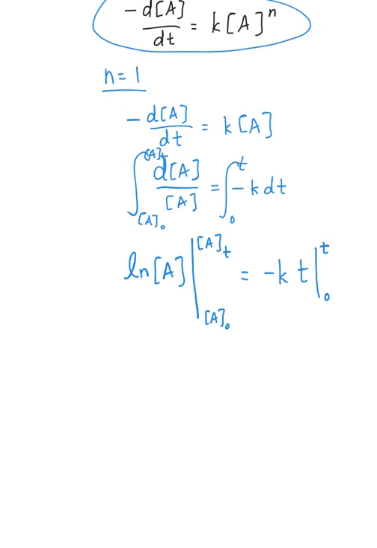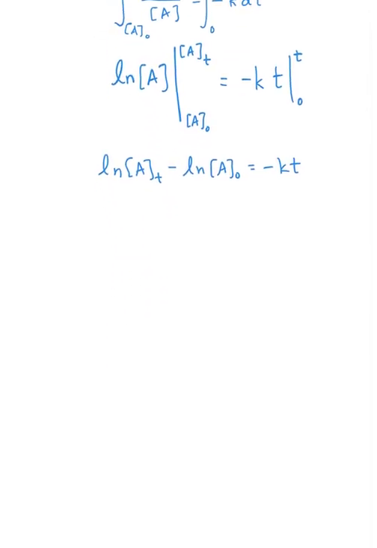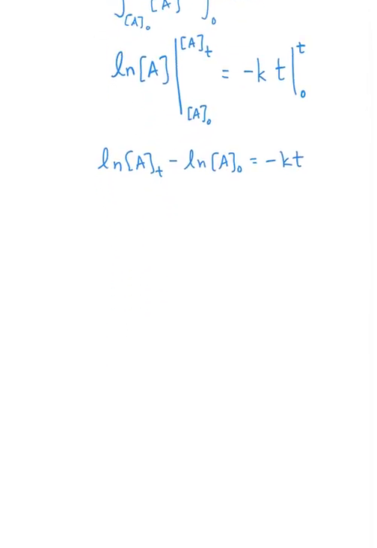Plugging these things in and simplifying our equation down, we end up with an integrated first-order rate law. It looks like this. Another way to express this, again in order to derive a straight line relationship from it, is to move the entire term natural log of A at initial time 0 over to the right-hand side. An integrated rate law for first-order reaction looks like this.